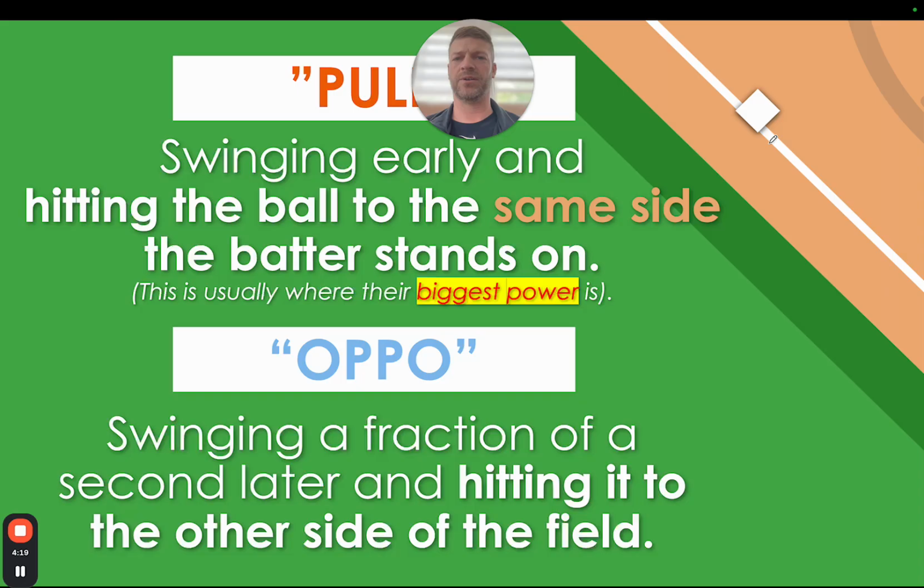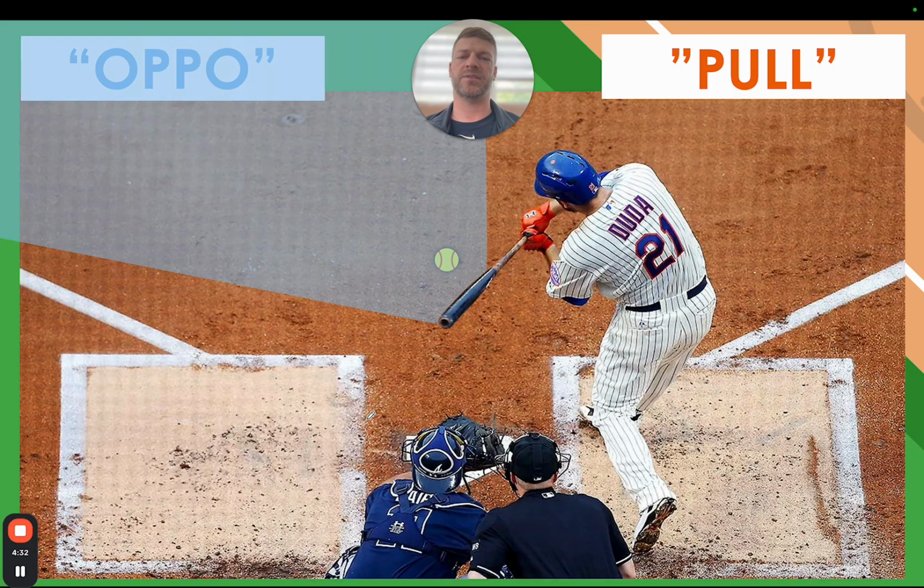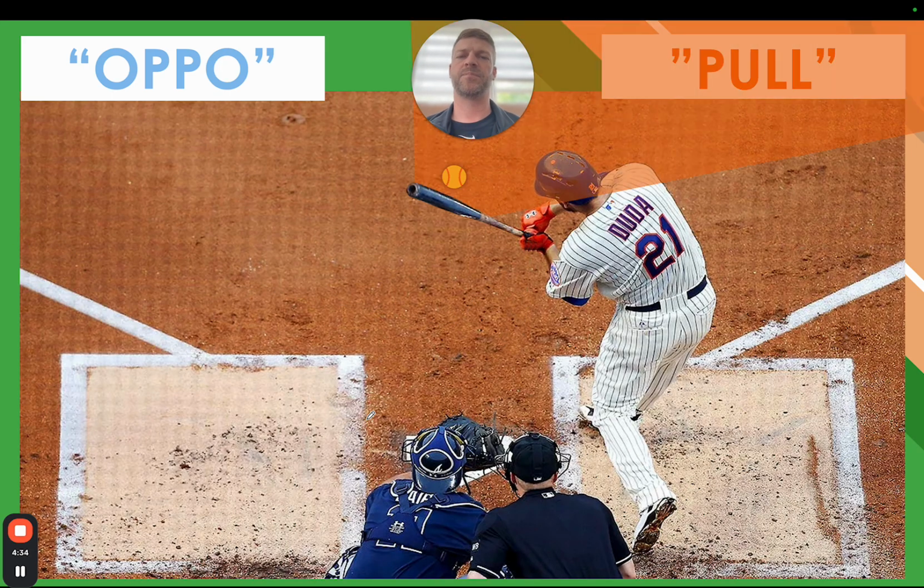So if I back all the way up, pull is swinging early and hitting it to the same side that the batter's on, and oppo is swinging a little bit later and hitting it to the opposite side.